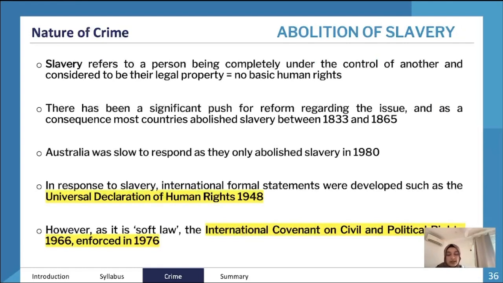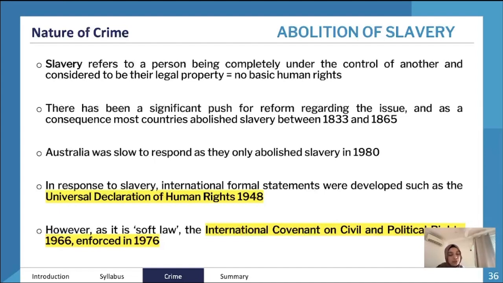In response to slavery, international formal statements were developed, such as the UDHR 1948, also referred to as the Universal Declaration of Human Rights, which is an international document. It is not something that is Australia specific. It's a formal statement, a recommendation or guideline for people to follow, but essentially states have their own decision to make as to whether they would like to implement that into their own system of laws, or not.